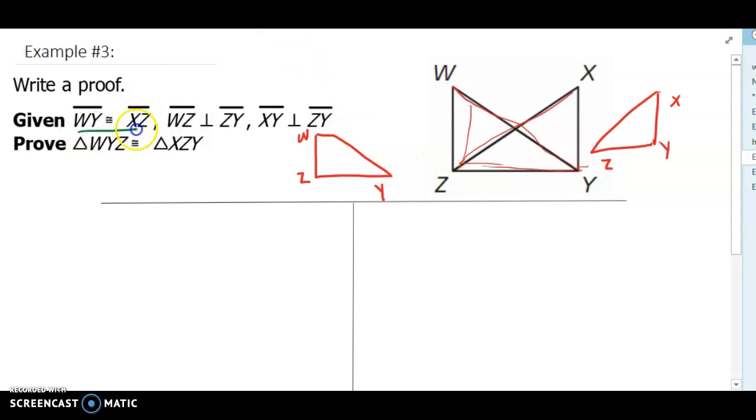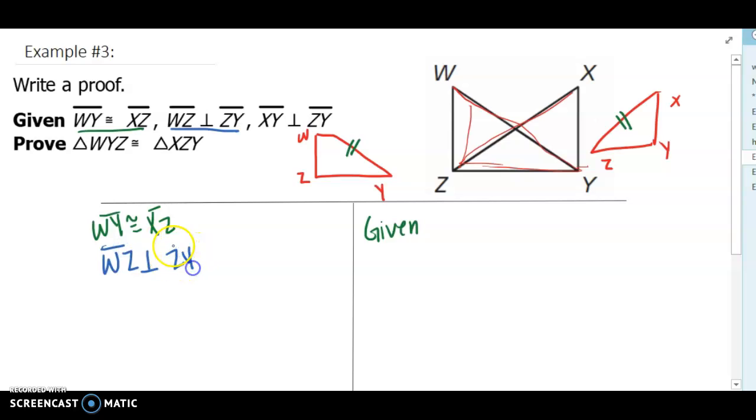All right, so the first thing I know is WY is congruent to XZ. That's given. So I'm going to go ahead and draw it. WY is congruent to XZ. Okay, then I know that WZ is perpendicular, remember that upside down T is perpendicular, to ZY. That's given. And XY is perpendicular to ZY. That's also given. All right, so then you need to ask yourself, what does it mean for two segments to be perpendicular?